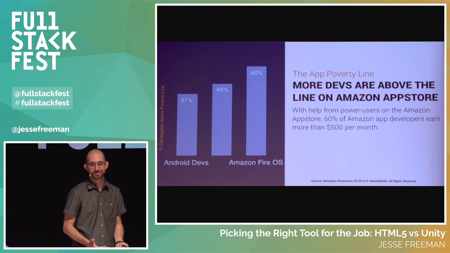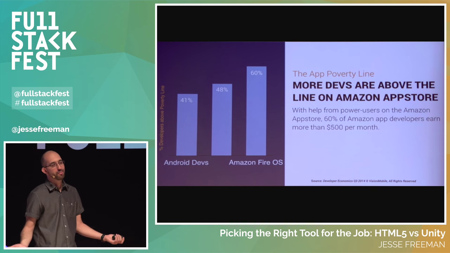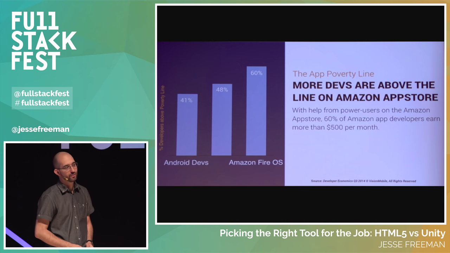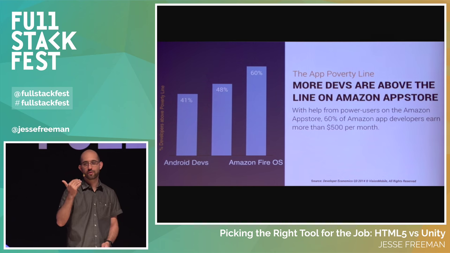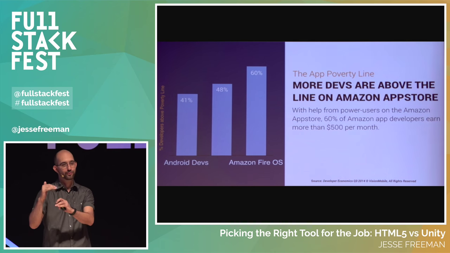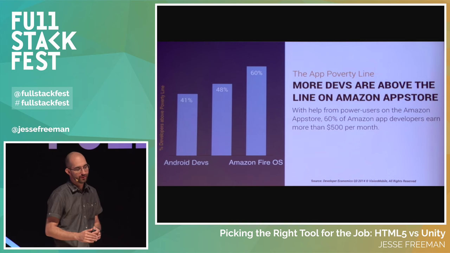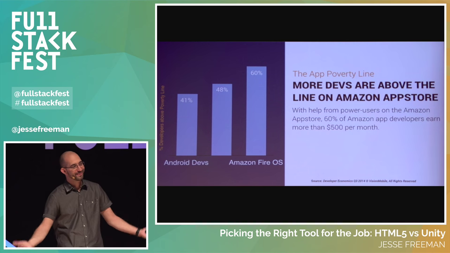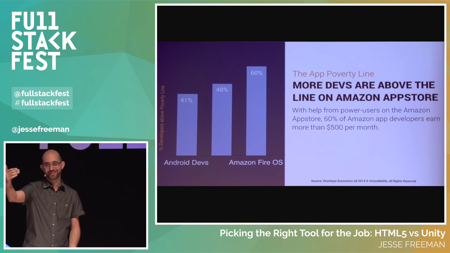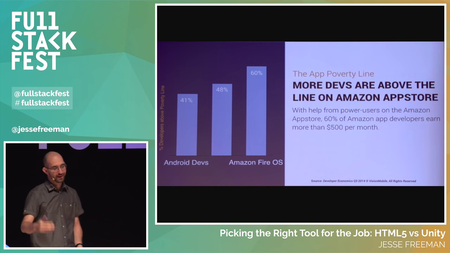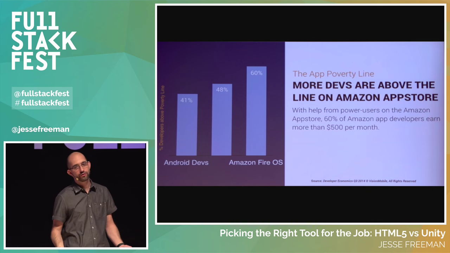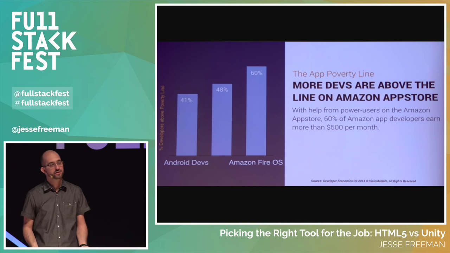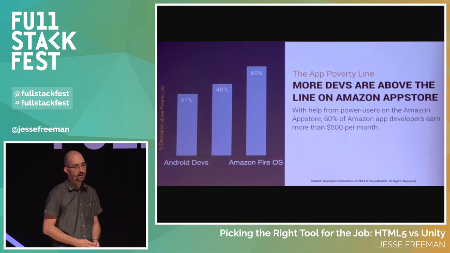Such a weird way to explain this, but the reality is a lot of people publish to app stores. Not a lot of people make money from it, right? And the poverty line is something like if you make over $500 a month, you're above the app store poverty line. So, of course, because I have the slide, on Amazon, more developers are above the poverty line than below it, by 60%, right? So, of course, our customer base is very loyal to Amazon. They also like buying stuff through Amazon, so we monetize very well for developers.